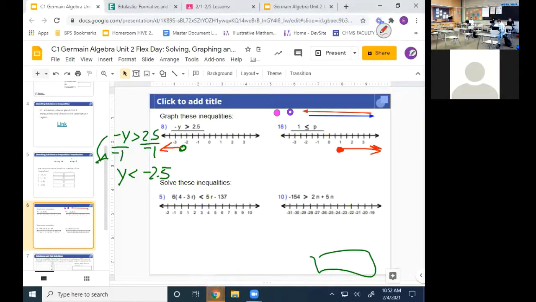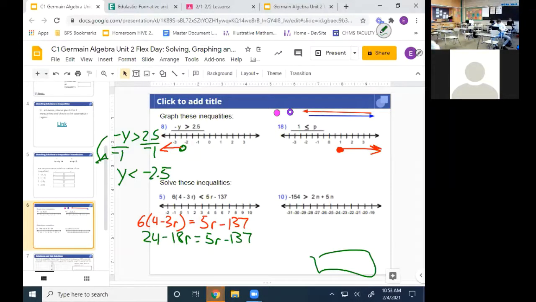So, what do we have to do first when we're looking at this guy, Kyle? First, you have to make it into an equal symbol. Okay, so you could say 6 parentheses 4 minus 3r close parentheses is equal to 5r minus 137. Okay, and then I have to do what? Distribute. Very good. 6 times 4 is 24. 6 times negative 3 is negative 18r is equal to 5r minus 137.